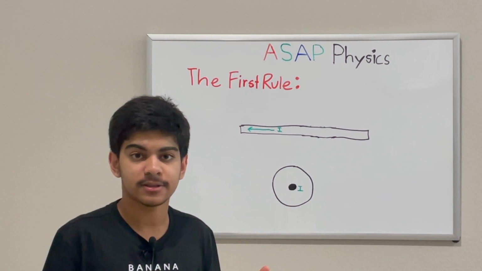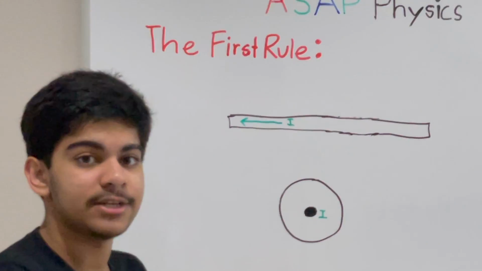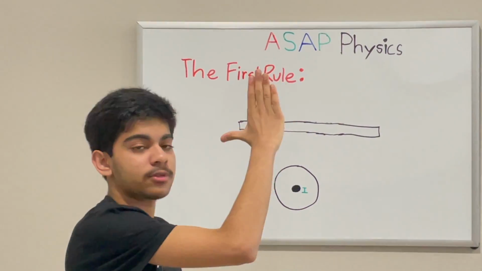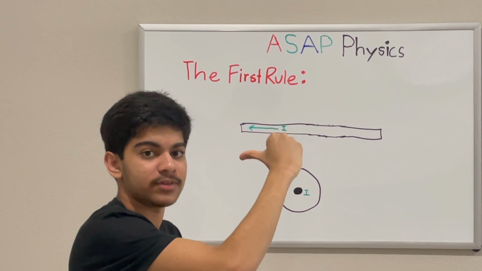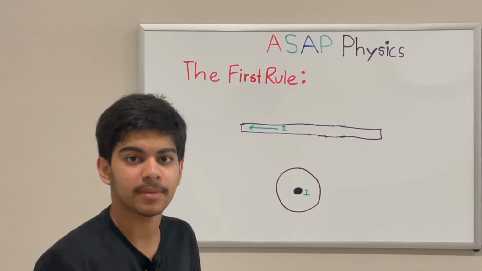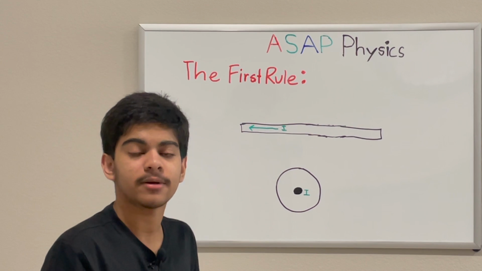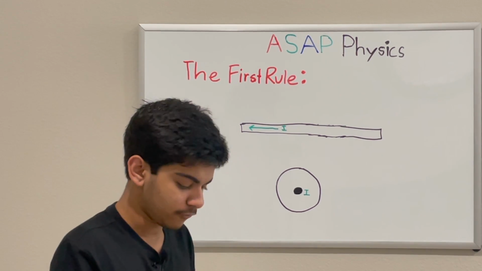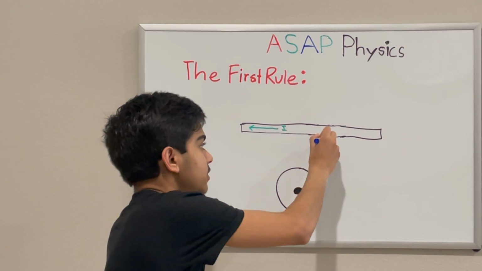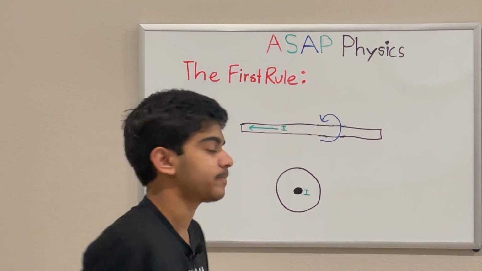Now let's take a look at this first example. So as you can see here, the current's moving towards the left side, so our thumb points towards the left. Now, the second step is that we curl the fingers, which represents the direction of the magnetic field. As you saw there, my fingers curled counterclockwise relative to the wire. Therefore, the direction of the magnetic field is counterclockwise to the wire.